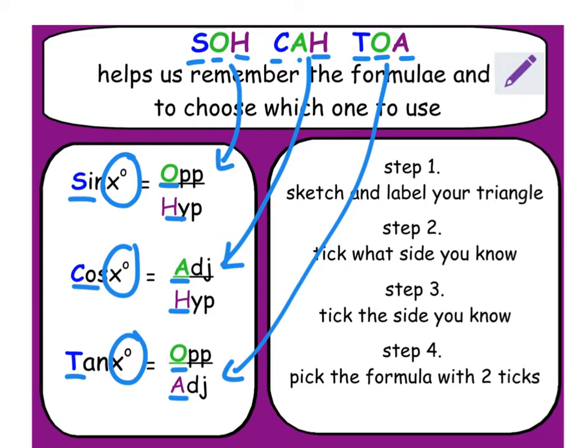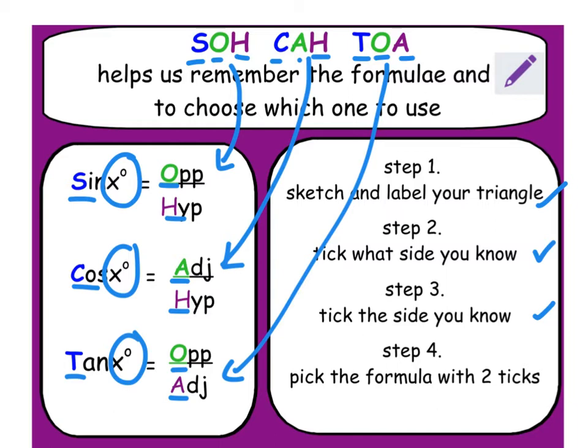So what we do is we're going to follow these 4 steps here. Step 1, we're going to sketch and label our triangle, like I've shown you in the previous slide. Step 2, we write out sohcahtoa, and we tick off the side that you know in the triangle. Step 3, you tick the side that you want to find out. Sometimes it's called X or Y or A or B. And then step 4, we choose the correct formula out of these 3, and then we substitute in our numbers. And there's one little more step to do, and then we get our answer.